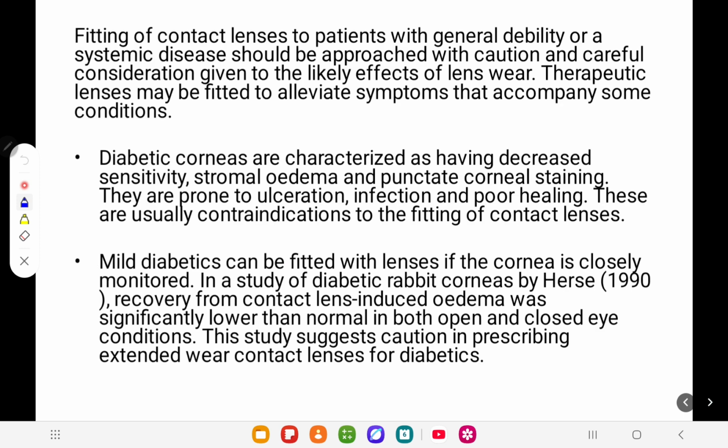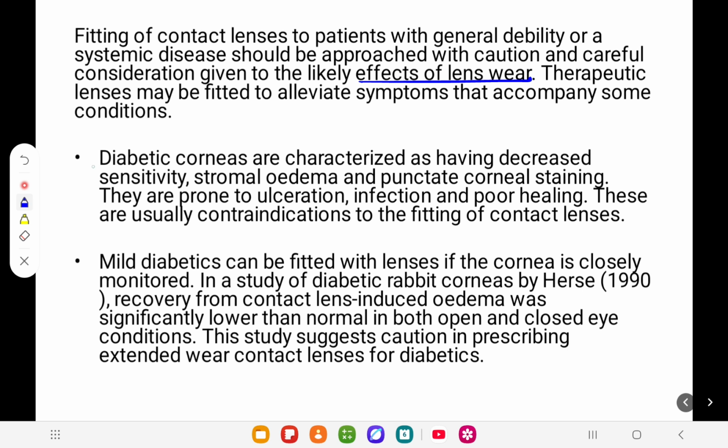Yes, fitting contact lens, especially with general disability or systemic disease, should be approached with caution and careful consideration, given it is likely to affect the contact lens wear. Therapeutic lens may be fitted to alleviate symptoms accompanied by some conditions. For example, one example of therapeutic use is a systemic condition which leads to severe dry eye, for example Stevens-Johnson syndrome, and there are a lot of others.